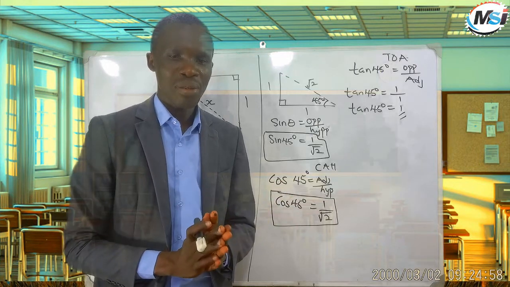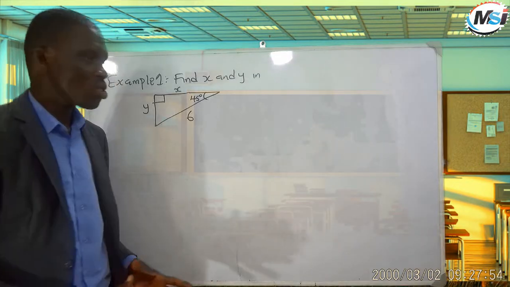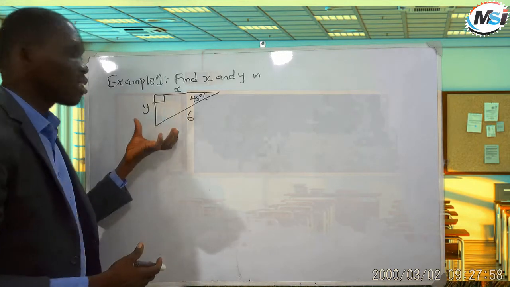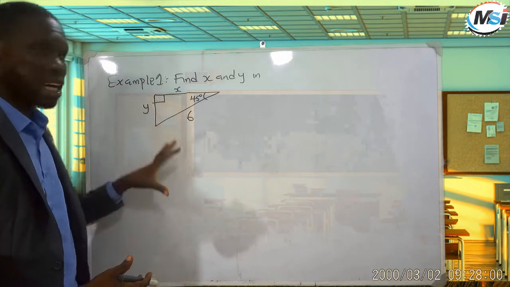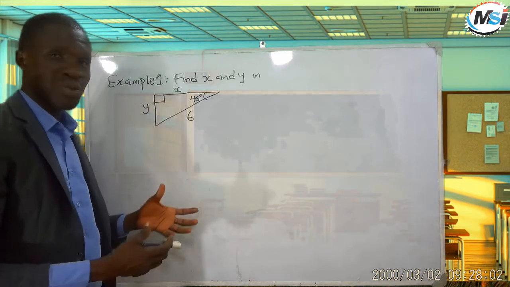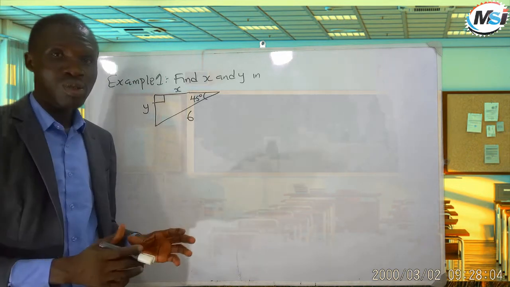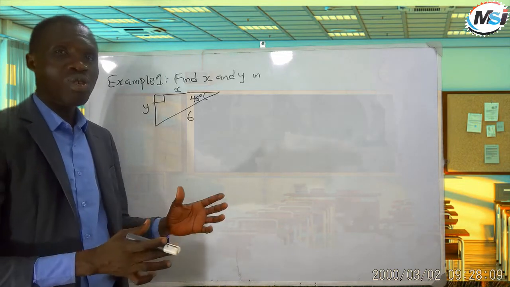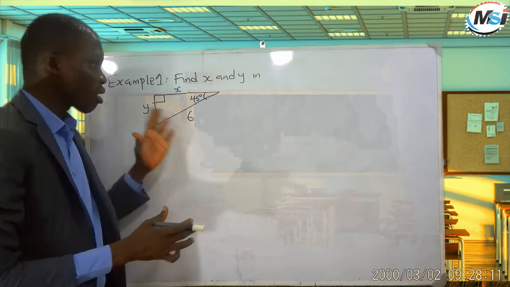Guys, let's take a look at this question together. Find the value of x and y in this shape. If you look at this shape, I told you in our previous class that all you need to do in order for you not to get confused is to rearrange or reposition this shape.